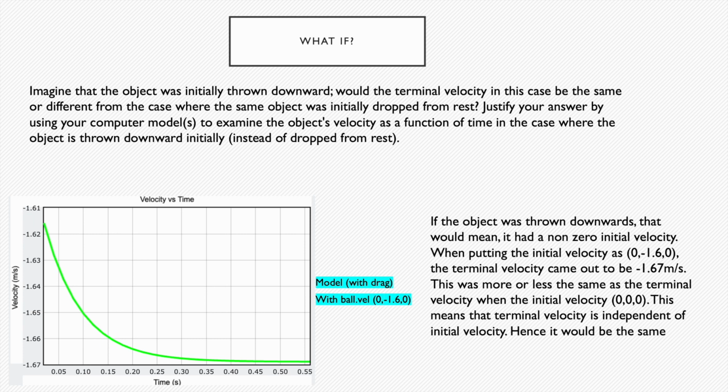What if? Now, if the object was initially thrown downwards, that would mean that it had a non-zero initial velocity. When putting the initial velocity as a random value, for instance (0, -1.6, 0), the terminal velocity came out to be 1.67 meters per second. This was more or less the same as the terminal velocity when the initial velocity was 0. This means that the terminal velocity is independent of the initial velocity. Hence, even if the object was initially thrown downwards, the terminal velocity would be the same.